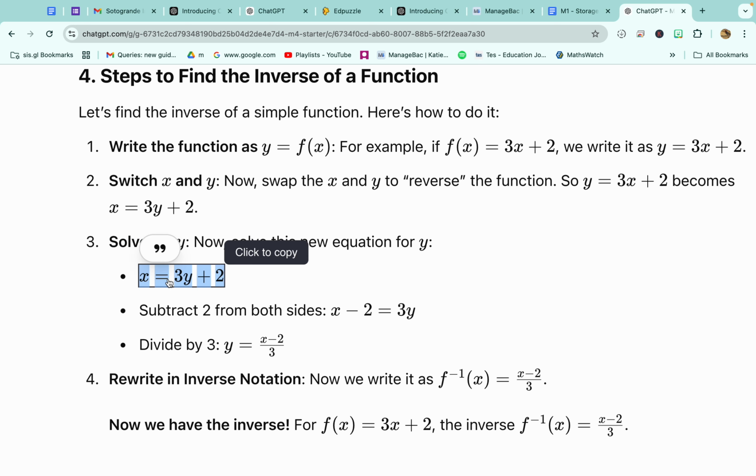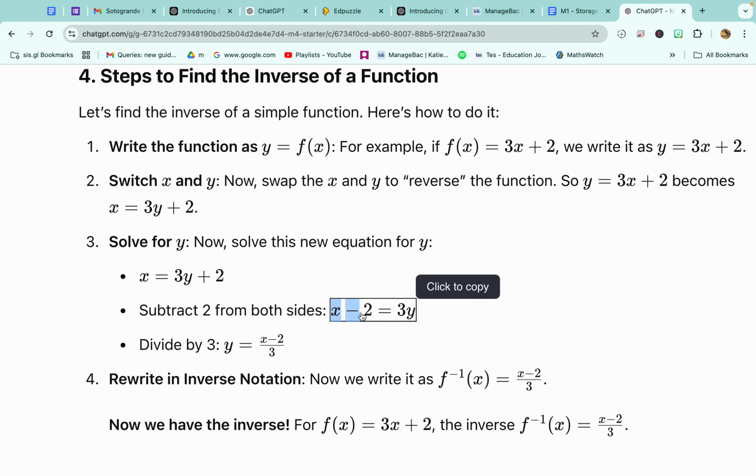So at the moment, we think that y has been times by 3 plus 2. So we reverse that process. So the opposite of plus 2 is minus 2 from both sides. So if you minus 2 from the left-hand side, it becomes x minus 2. And if you minus 2 from the right-hand side, it obviously just becomes 3y. And then obviously to reverse the times 3, we just divide both sides by 3. So this is considered the inverse function.